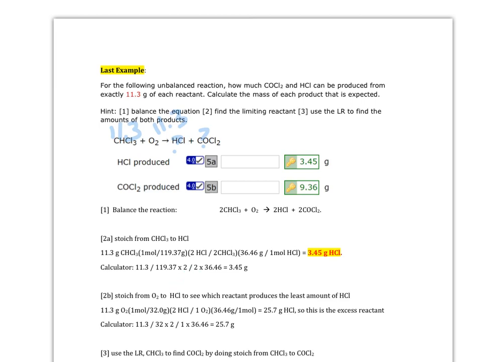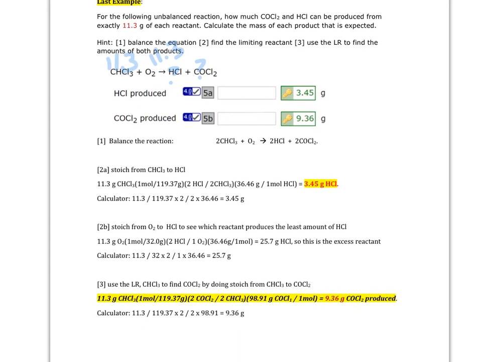And then we have to do stoichiometry from O2 to HCl. And that will look like this. 11.3 grams of O2 will divide by 32 grams, because that's 2 O's added up, a mole ratio of 2 to 1. And then we'll multiply by the molar mass of HCl again. So 11.3 divided by 32 times 2 divided by 1 times 36.46 gives us 25.7. So we're comparing 25.7 and 3.45. That one is the least, so that's the number that goes there.